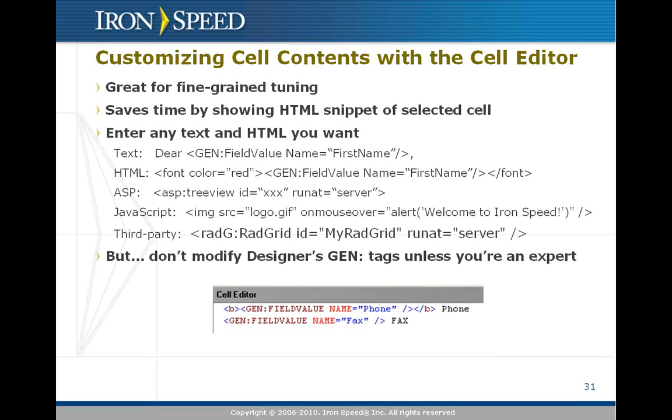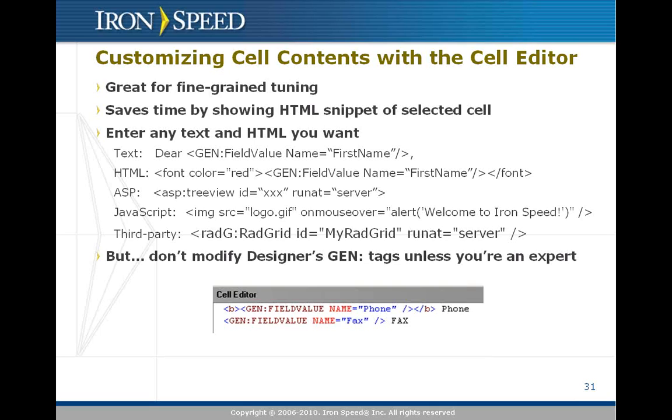Okay, let's see how we customize cell contents at a fine degree of tuning using the cell editor. The cell editor accomplishes a number of very important features in Iron Speed Designer. First, it lets you add your own customizations. You can put your own text in a cell, any amount of HTML, ASP.NET tags, JavaScript tags, third-party control tags, whatever you want. You can put entire pages of HTML or code or anything else that you want in a cell. Iron Speed Designer saves this content and reproduces it in your generated application page for you.